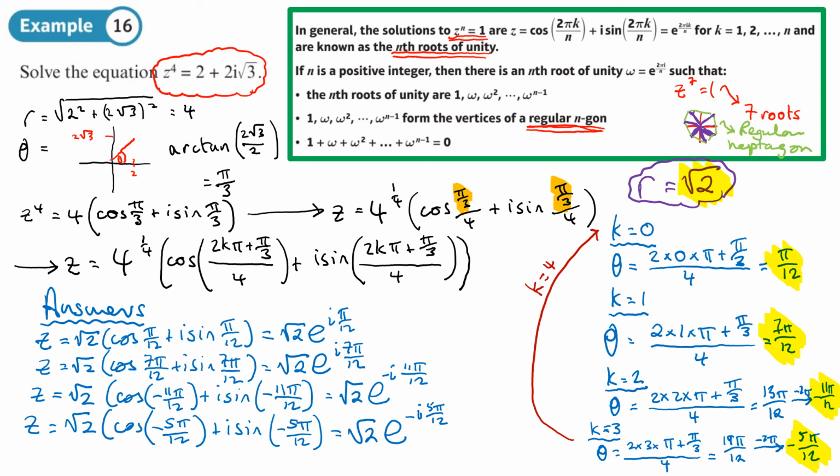In this case, because there were 7 roots. If there were 5 roots, those complex numbers would form the vertices of a regular pentagon. And also the sum of those roots is 0. The sum of all of those roots of unity is 0, and actually they're powers of each other. Very interesting, lots going on there.